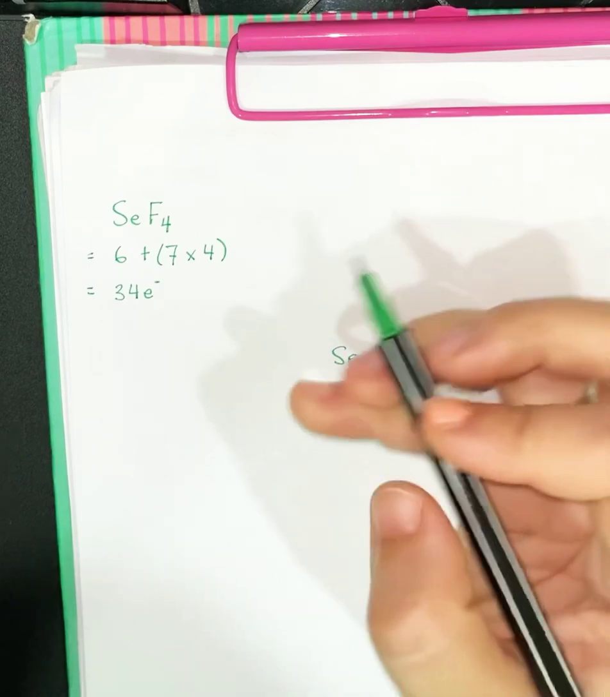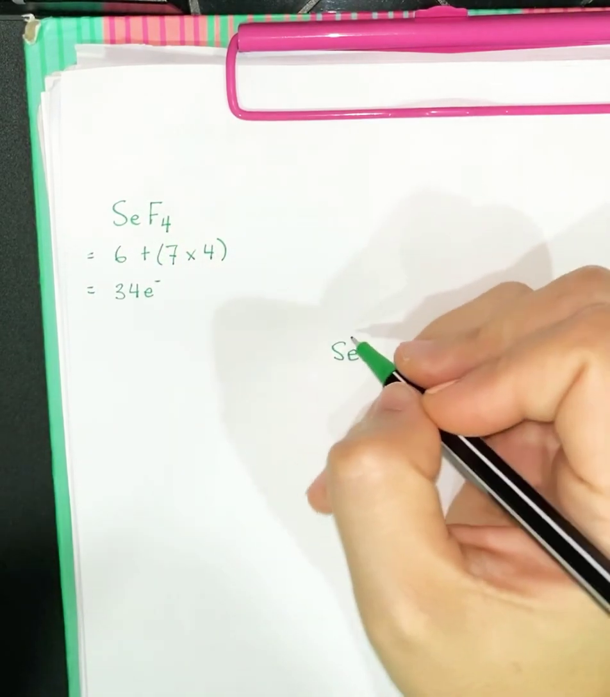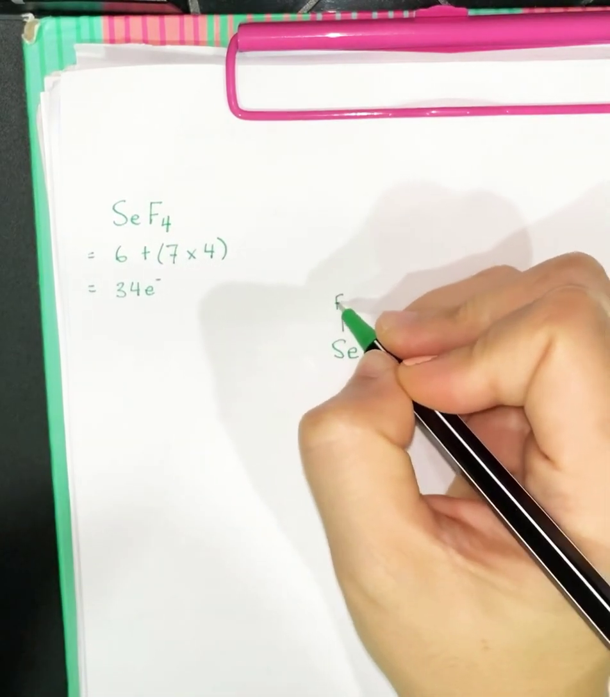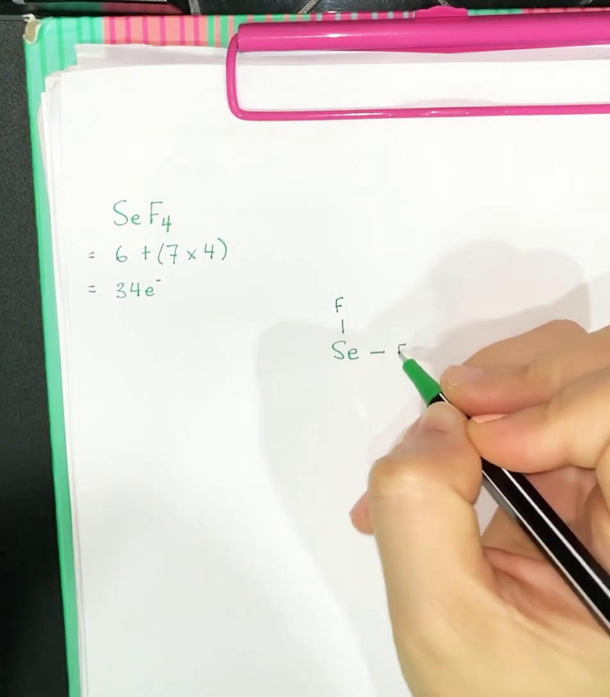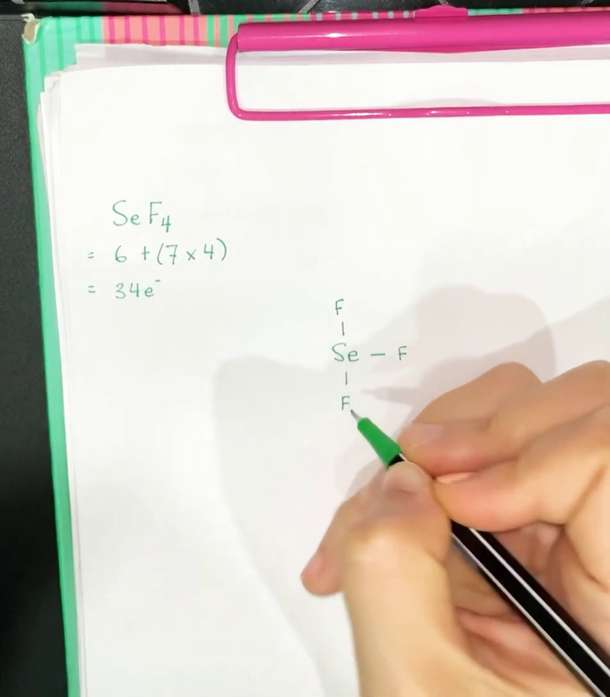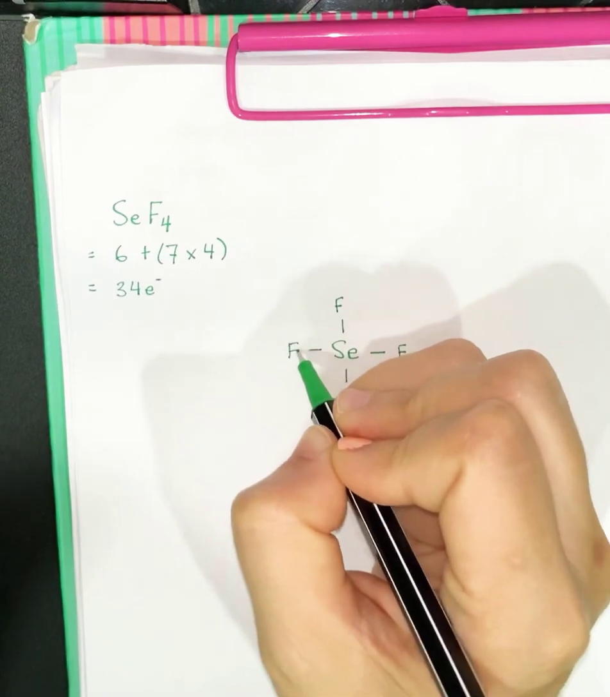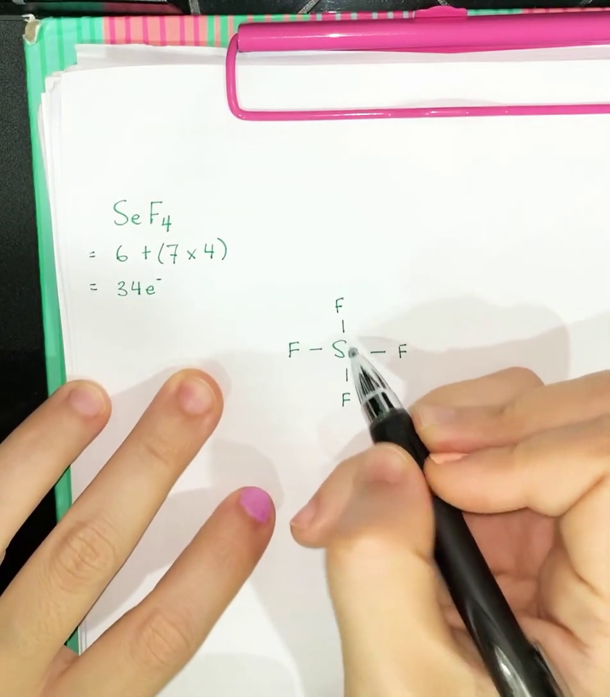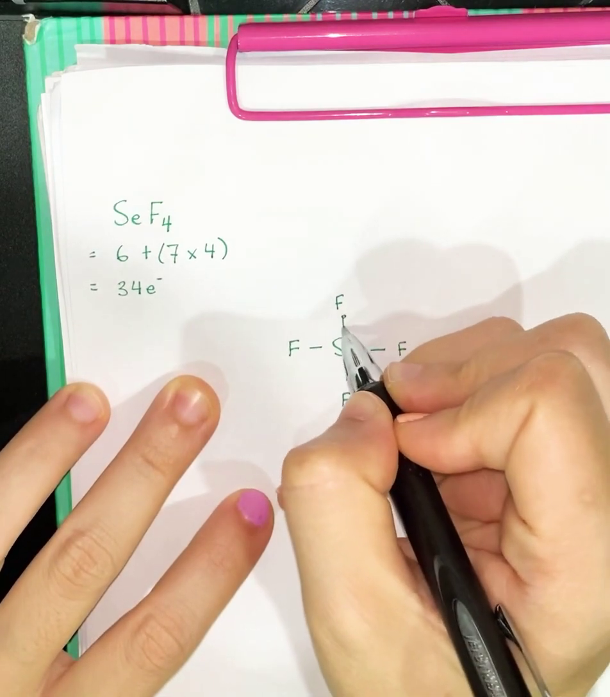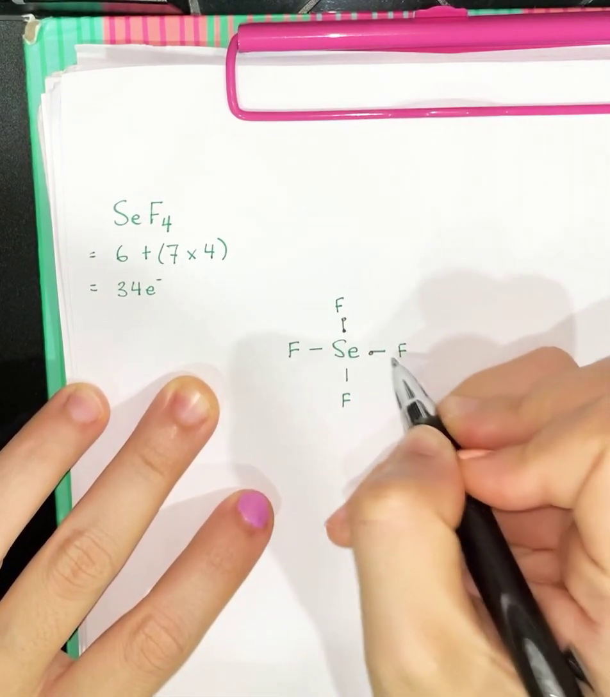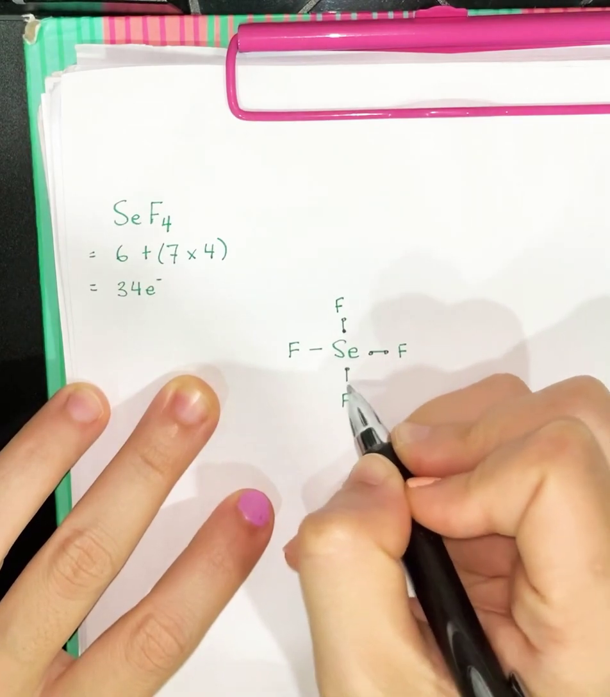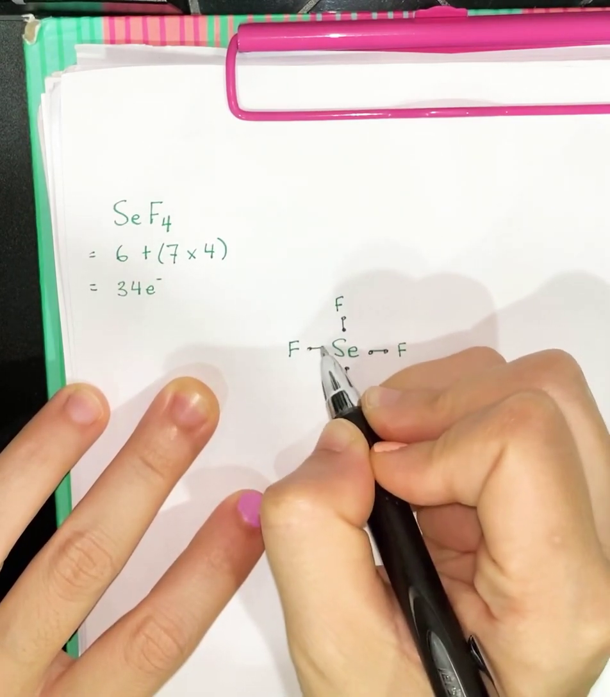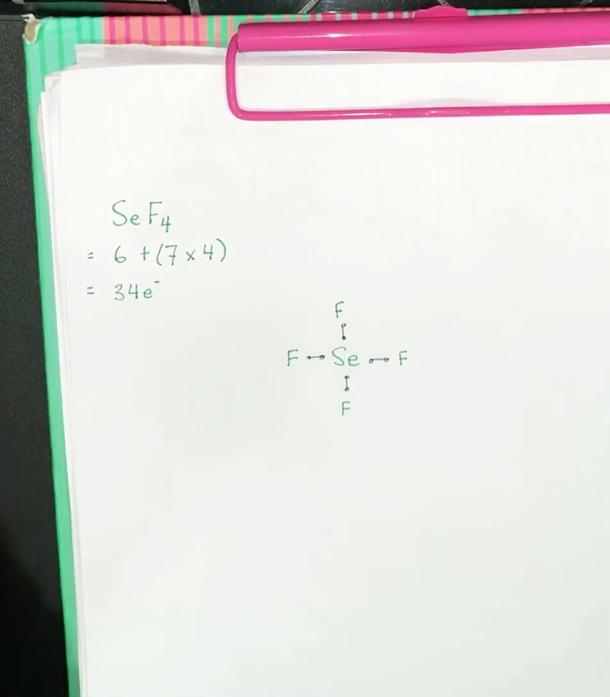And then I just make the bonds to fluorine: 1, 2, 3, and 4. Each covalent bond that you see, one line here, is a covalent bond where you've got 2 electrons being shared. Okay?